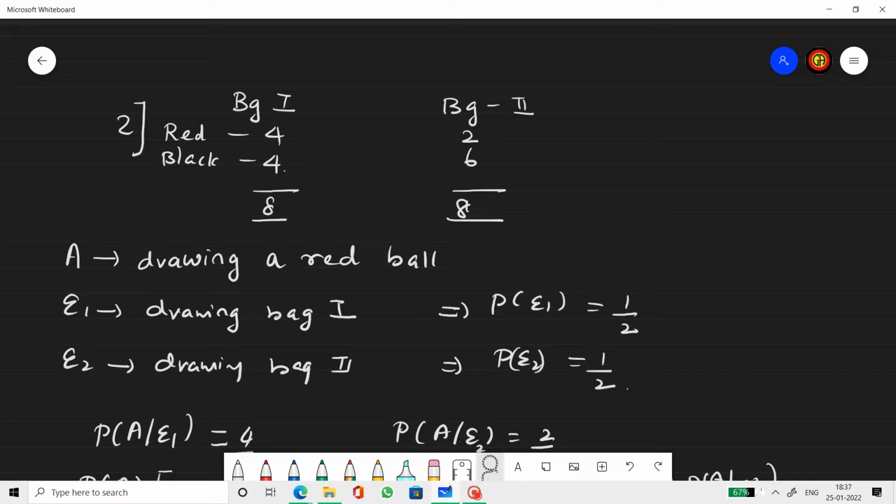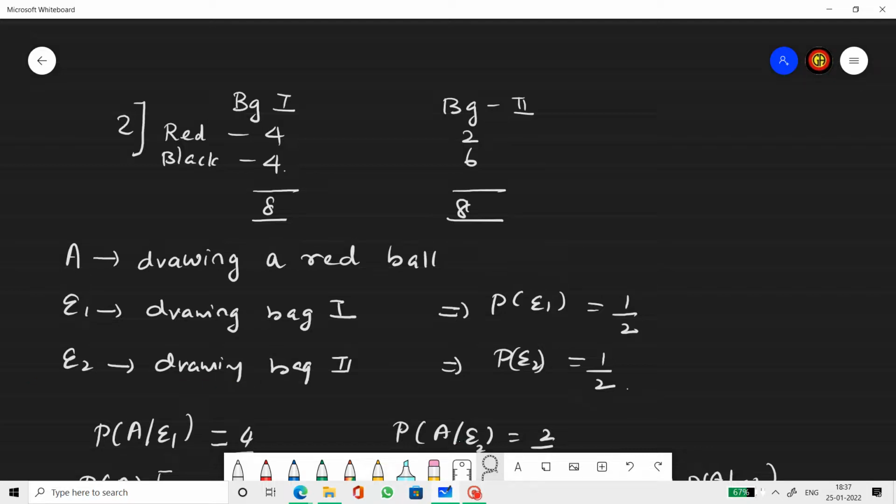As I said, they listed out the bags and the balls in each bag. So total number of balls in bag 1 is 8. Total number of balls in bag 2 is also 8. Let A be the event of drawing a red ball. Let E1 be the event of drawing bag 1. Let E2 be the event of drawing bag 2.